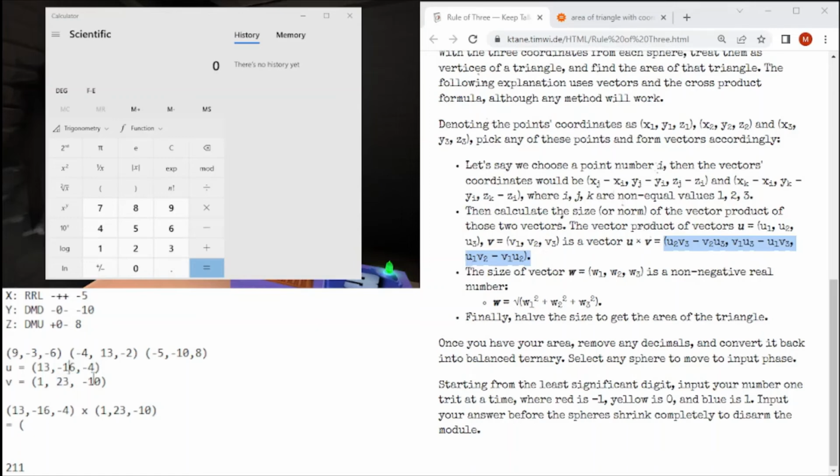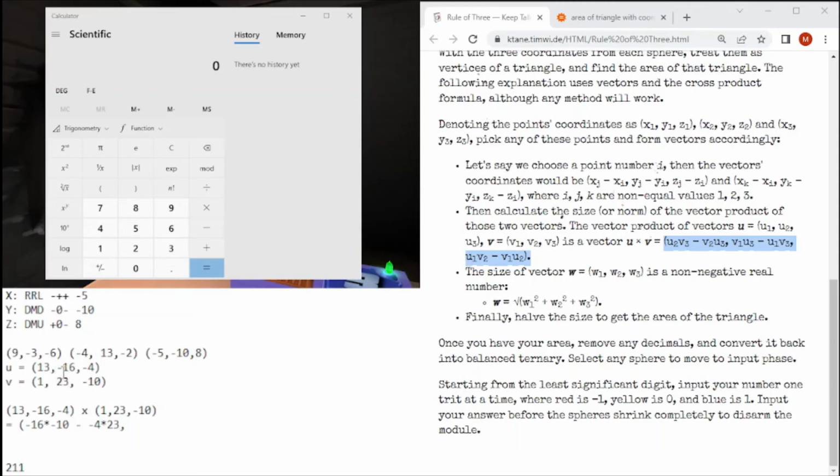Right? So negative 16 times negative 10 minus negative 4 times 23, and that all goes in the first coordinate of our answer down here. So negative 16 times negative 10, and then minus negative 4 times 23. And that's all just the first coordinate.